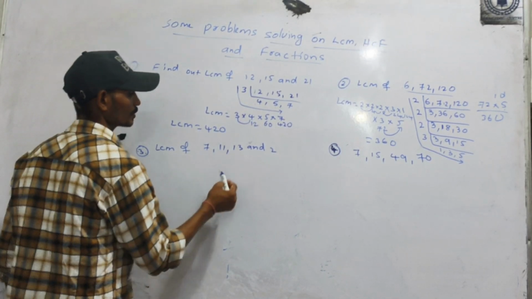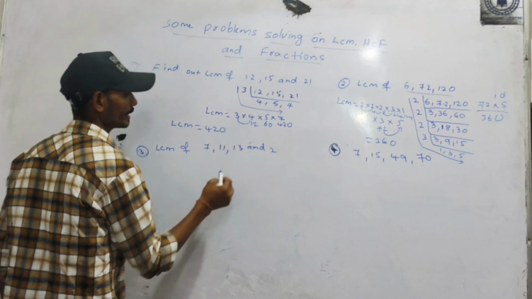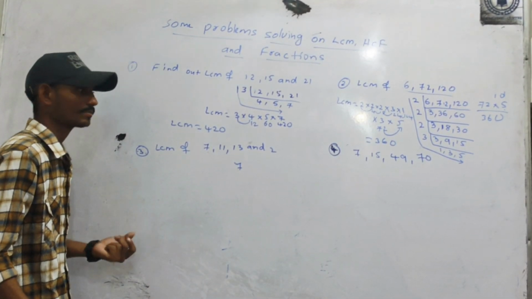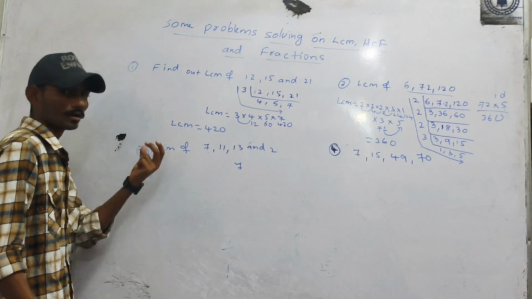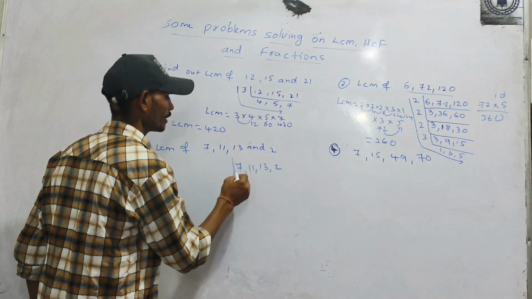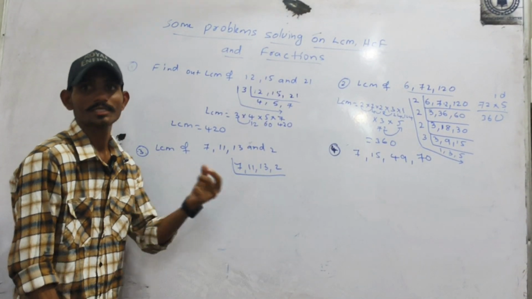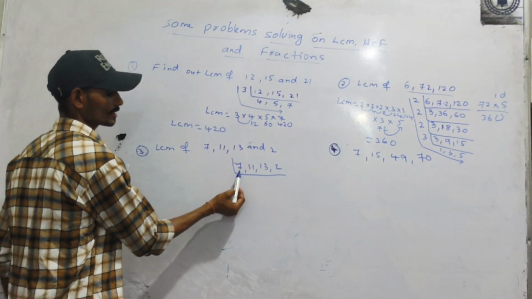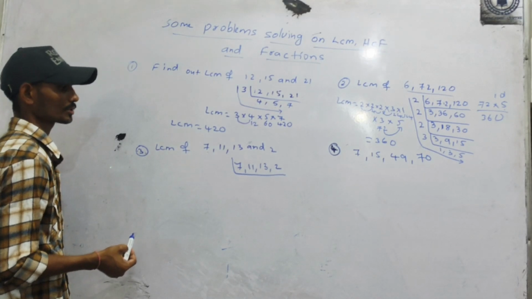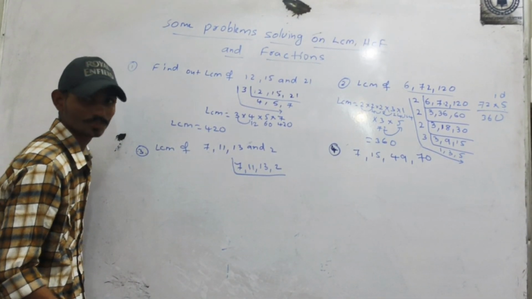Come to the next problem. Find the LCM of 7, 11, 13 and 2. In LCM you follow the condition: however many numbers are given, you take all those numbers at a time, and now you check whether at least two numbers are divisible by a single number or not. So you are checking: this is the 7 table, this is the 11 table, this is the 13 table, this is the 2 table. So it is not possible for any two numbers to be divisible by a single number.